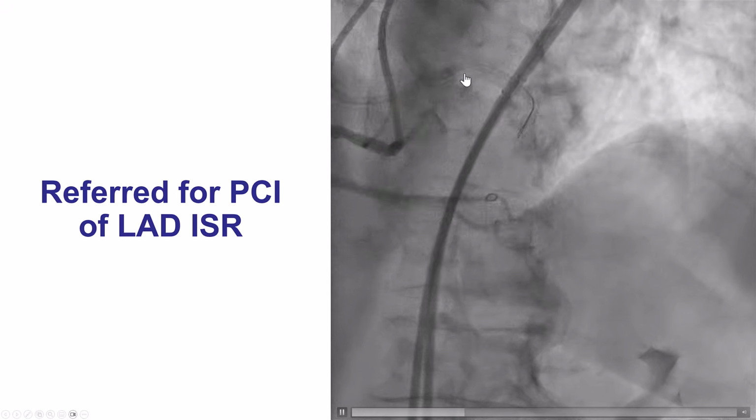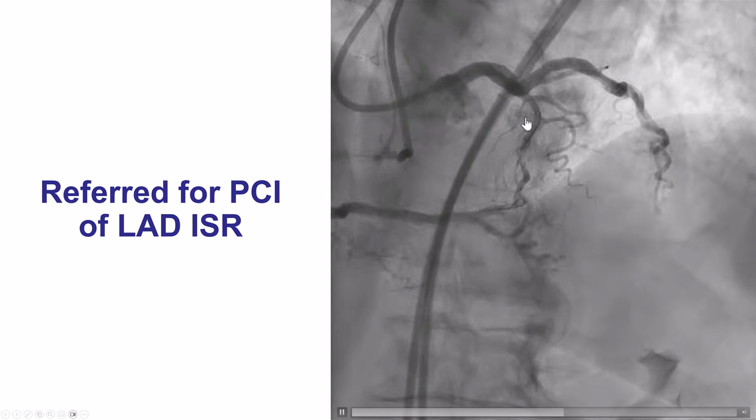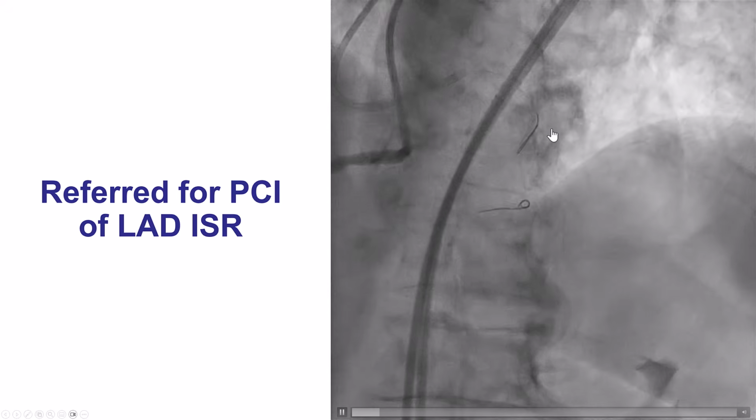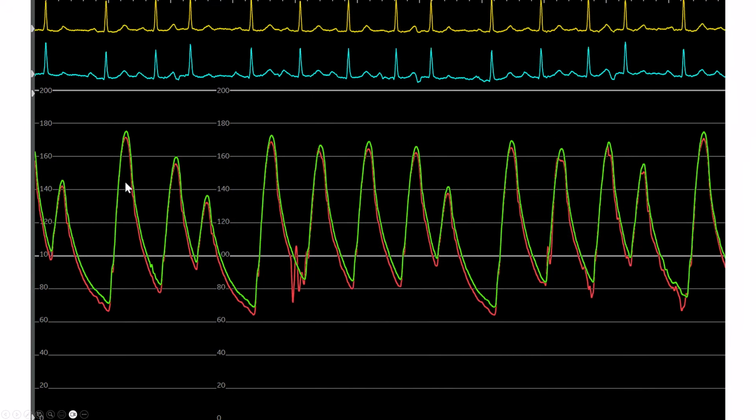And these are different projections illustrating the LAD lesion. There is a tortuosity. There are some diagonal branches originating proximal to the lesion. And these are the hemodynamics at baseline, which were fairly okay with the blood pressure in the 160s.